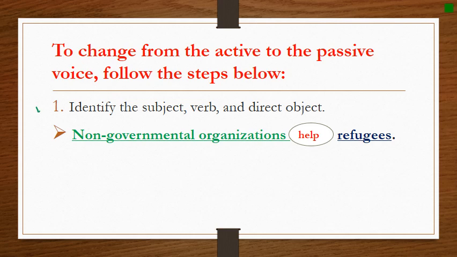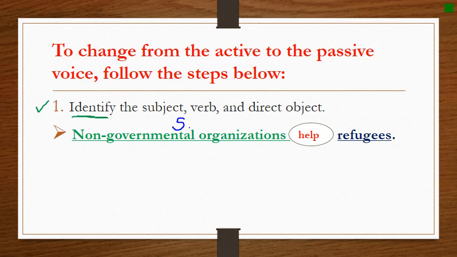Step 1. Identify the subject, the verb, and the direct object. Non-governmental organizations help refugees. Okay, what am I talking about here? My subject is non-governmental organizations. This means like Greenpeace, the UN, human rights organizations, they do not belong to the government. So what am I talking about?